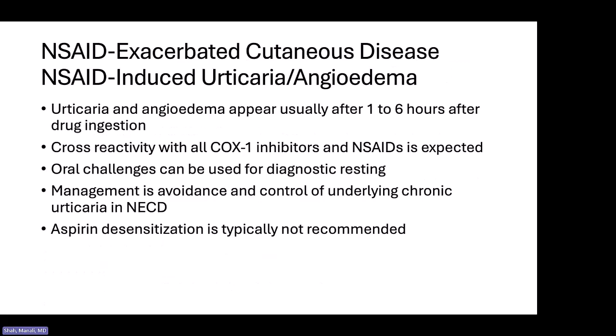So for the diagnosis of both of them, because it's going to be urticaria and angioedema symptoms, you want to get the history that these symptoms appeared typically 1 to 6 hours after drug ingestion. And then the way you differentiate it is if the patient has an underlying history of chronic urticaria or not. But if they've had urticaria and angioedema after exposure to an aspirin or NSAID, then they'll probably have cross-reactivity with all COX-1 inhibitors. You can do an oral challenge for diagnostic testing if the diagnosis is unclear, but typically it's just made through history.